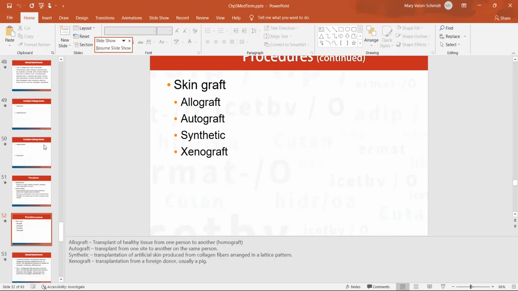We can do skin grafts if the skin cancer after the Mohs procedure leaves a crater. There are different types of skin grafts. An allograft means we're taking tissue from another person and giving it to you. An autograft is where we use your own skin and take it from one place and put it on another. Synthetic is just like the name implies: artificially produced skin. And a xenograft is a transplant from something other than another human. Could be a pig, could be a cow, so porcine or bovine, etc.